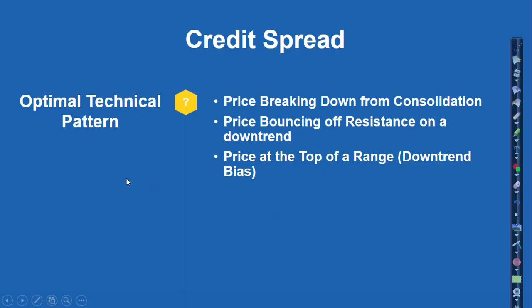All right, optimal technical pattern. Basically we use this strategy when price is breaking down from consolidation. Let's say price is running in a range. Let's say price breaks this area on the upper side. In that case, we are using a credit spread. Or let's say price is running in a range like that and breaks to the downside. Okay, downside. In that case, we are using this strategy.